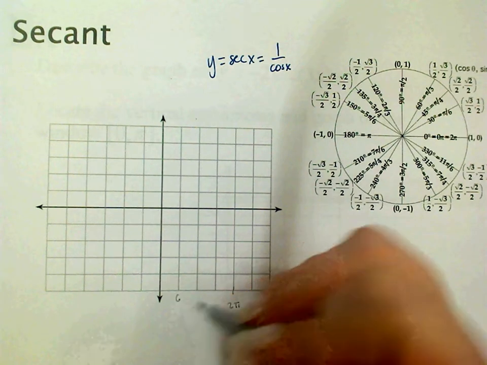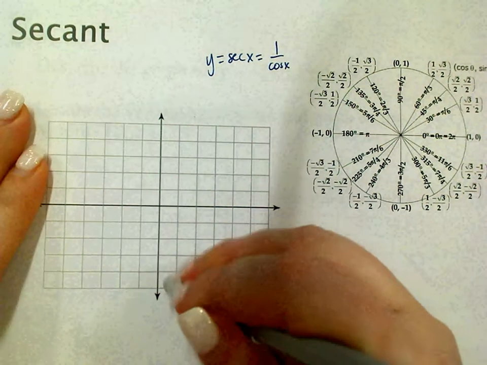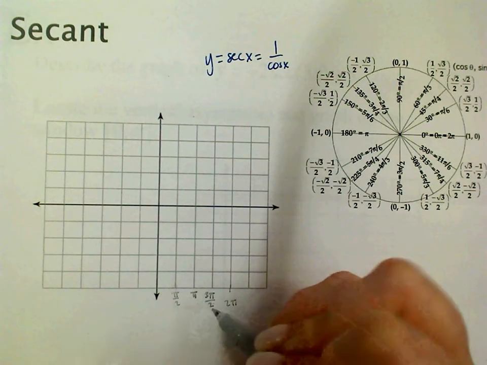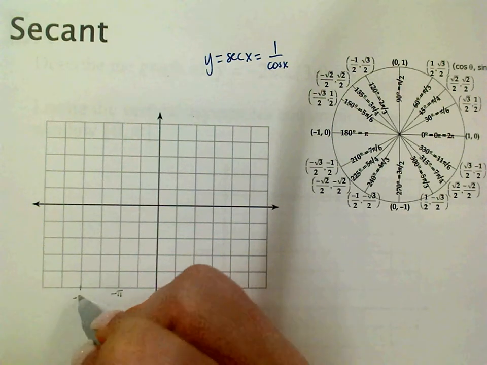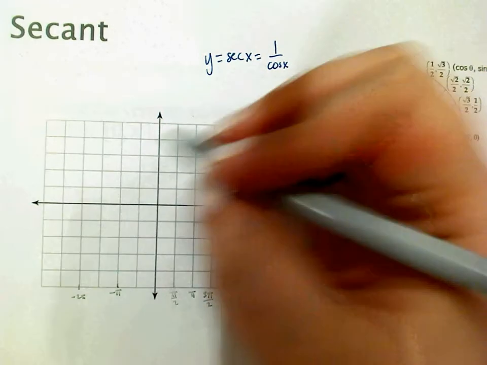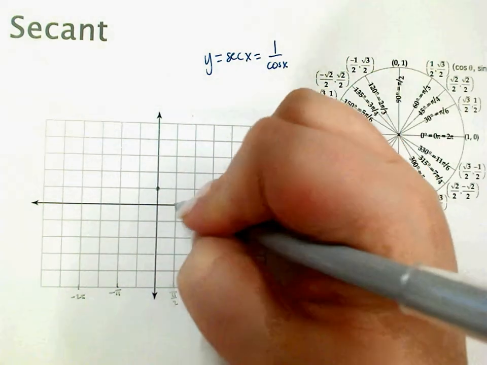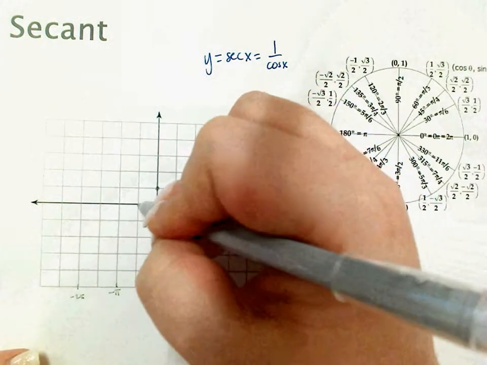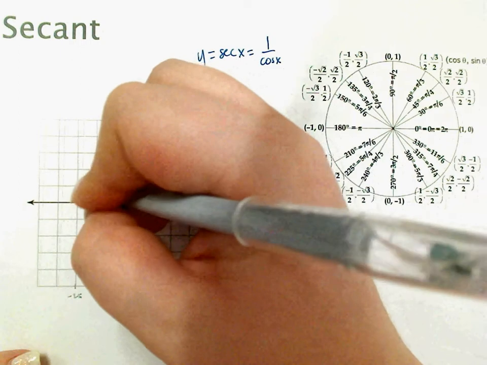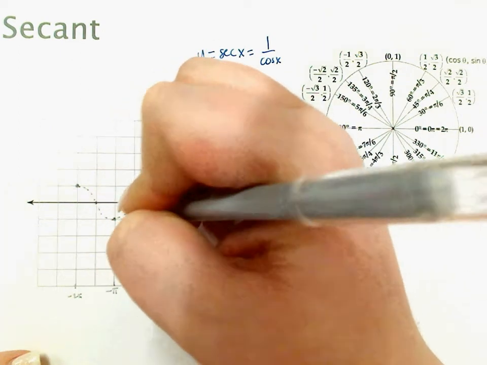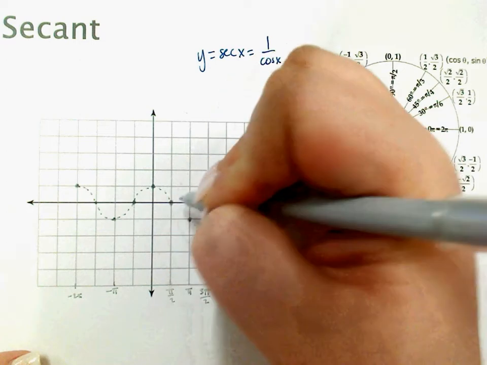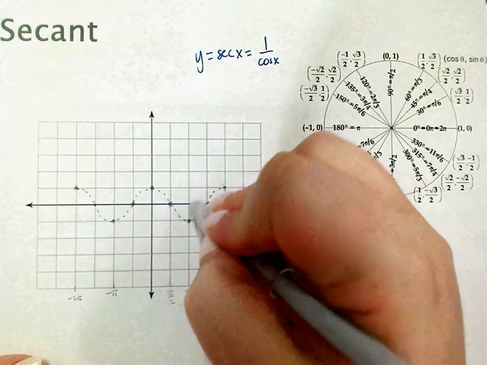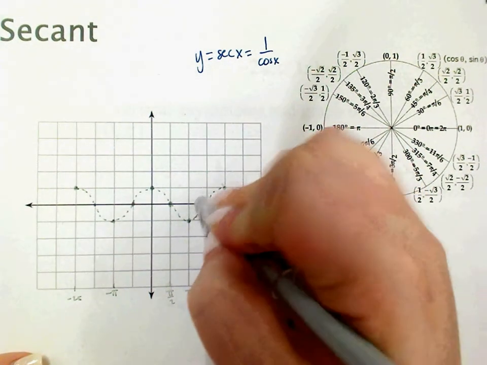Pi over 2, pi, 3 pi over 2, negative pi, negative 2 pi. A cosine wave generally starts at the amplitude, comes down to the midline, goes to the minimum, goes to the midline, goes back to the max. And it's symmetrical on this side. I'm just graphing from negative 2 pi to 2 pi on this one.